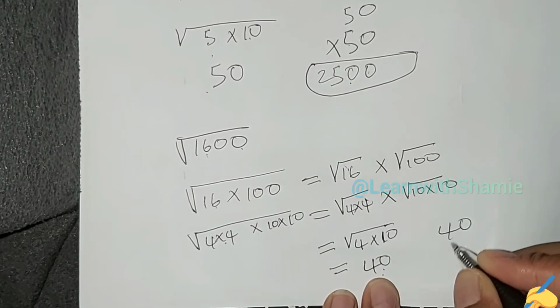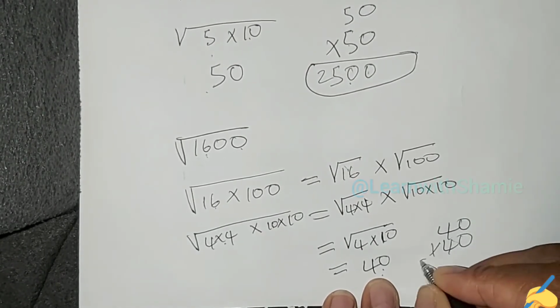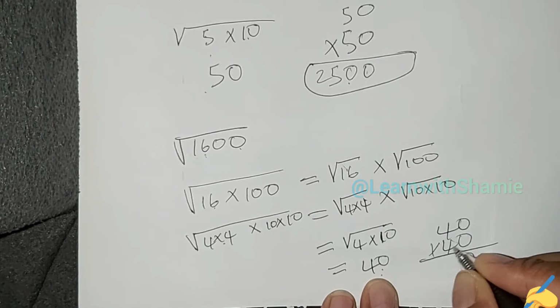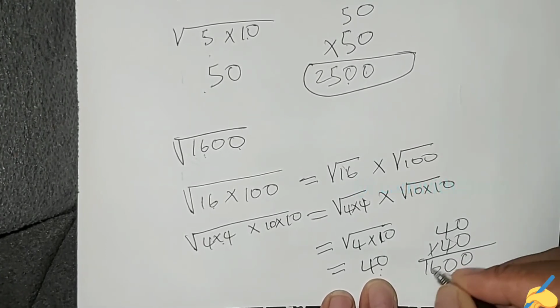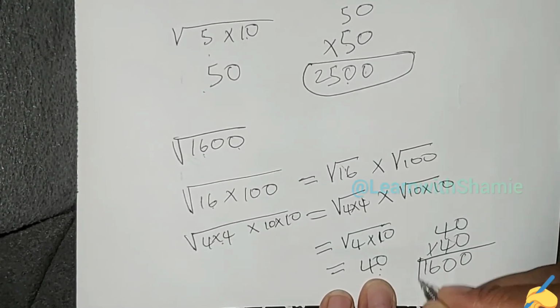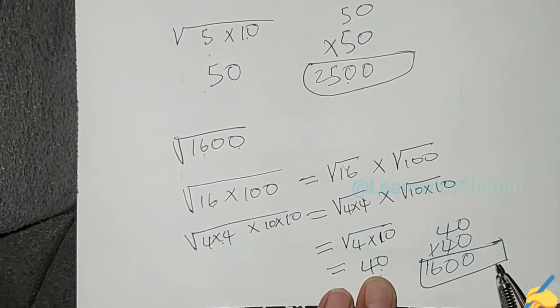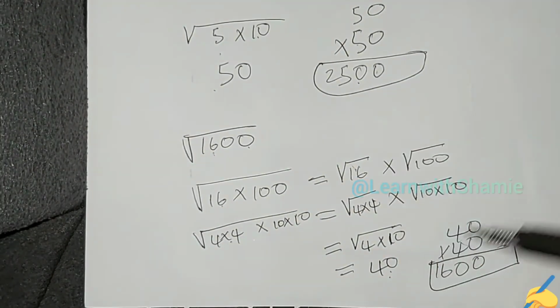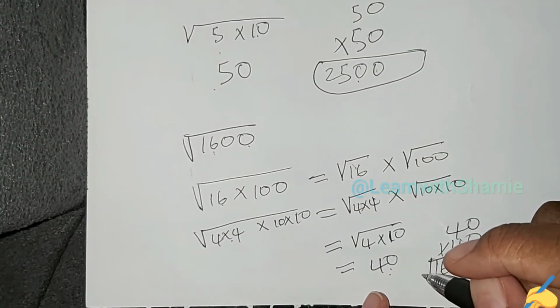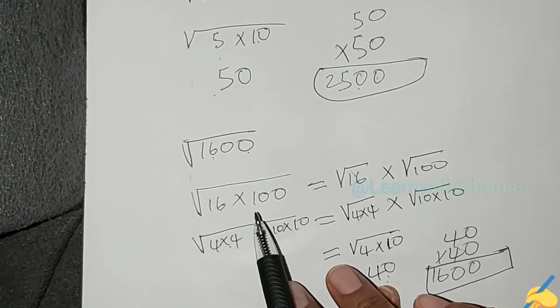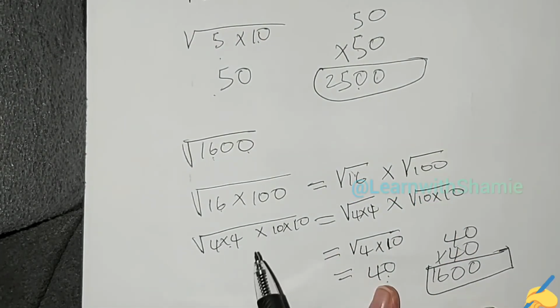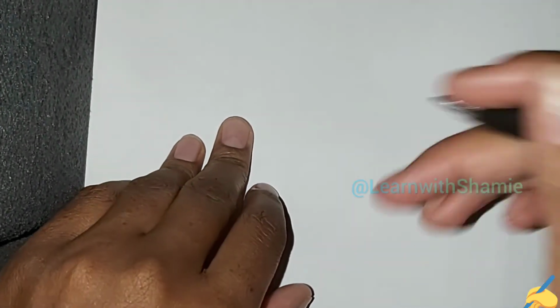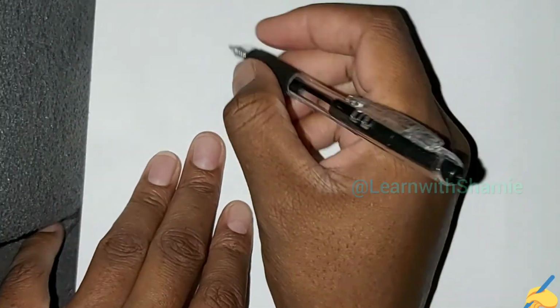So 40 times 40, just to make sure, then 0, 0, 40, 16. You get back your original figure, which is 1600. So it's basically 4 steps in simplifying or finding the square root of a number. But what if we're asked to find the square root of a number that is not a perfect square?